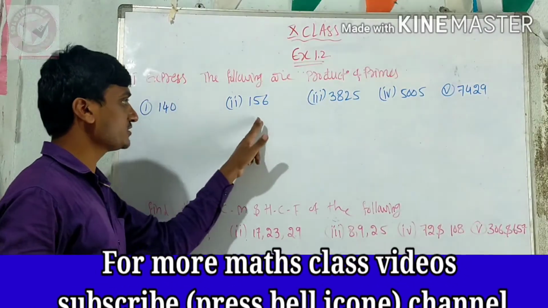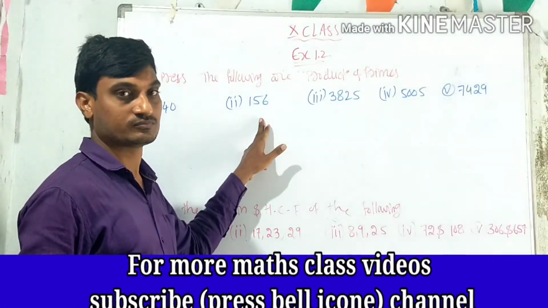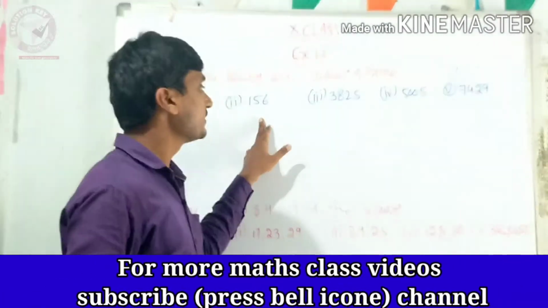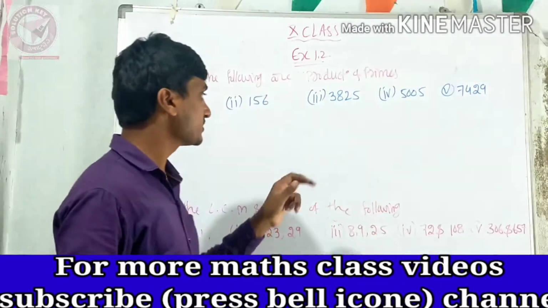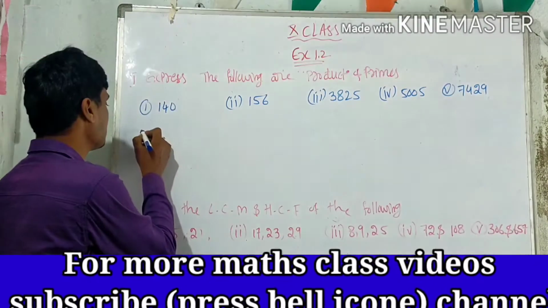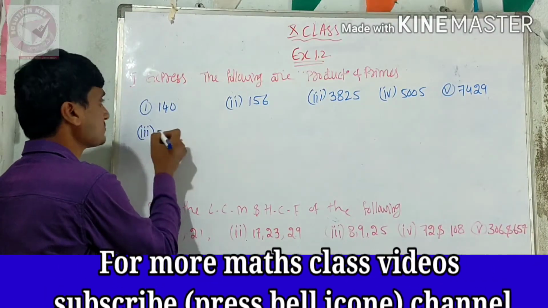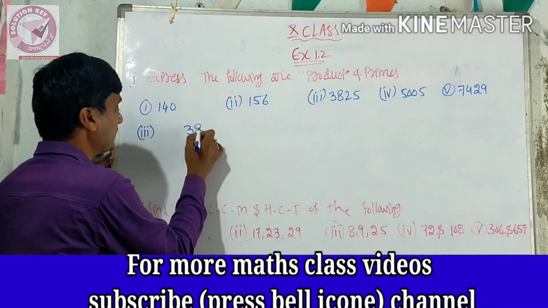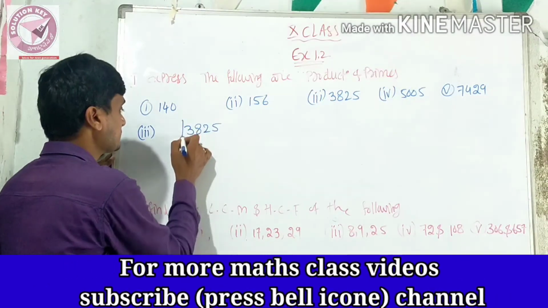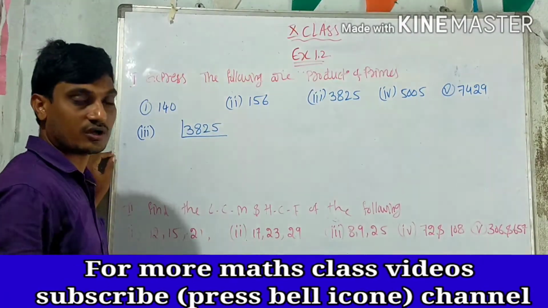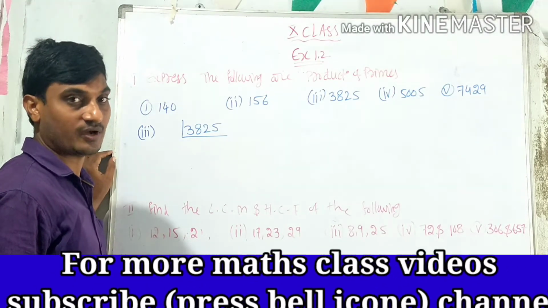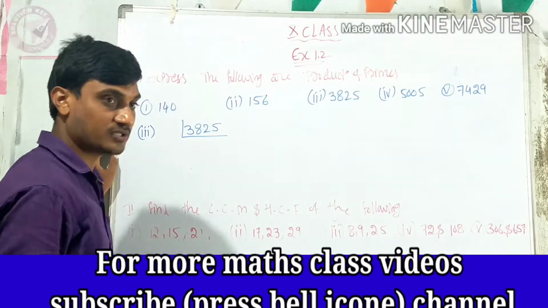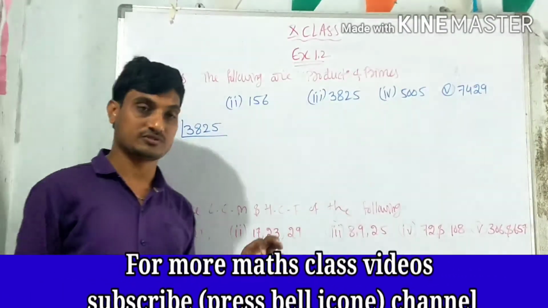The smallest numbers you already know very easily. Next I am taking these 4-digit numbers. In those 4-digit numbers I am taking the third one, 3825. See here, is it composite or not? First check it. Yes, it is absolutely a composite number. Why? Because, as I already said, first we check the divisibility rules.